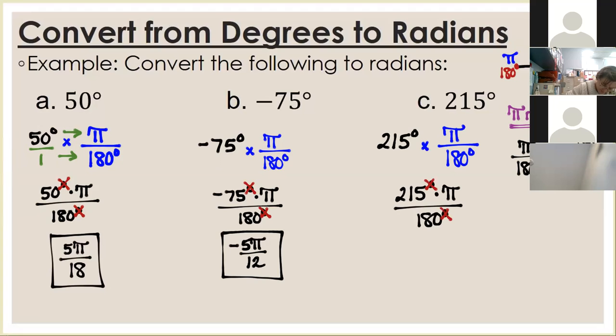Degrees and degrees cancel. I only know of one thing that's going to go into both 215 and 180. What do you know of that'll go into both of those? Five is going to go into both. 215 divided by 5, I get 43 pi in my numerator. What is 180 divided by 5? 36. So 43 pi over 36.